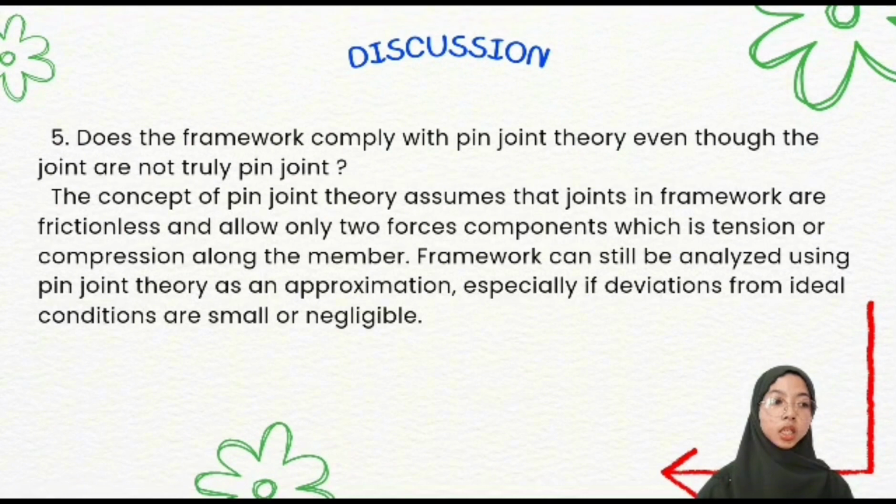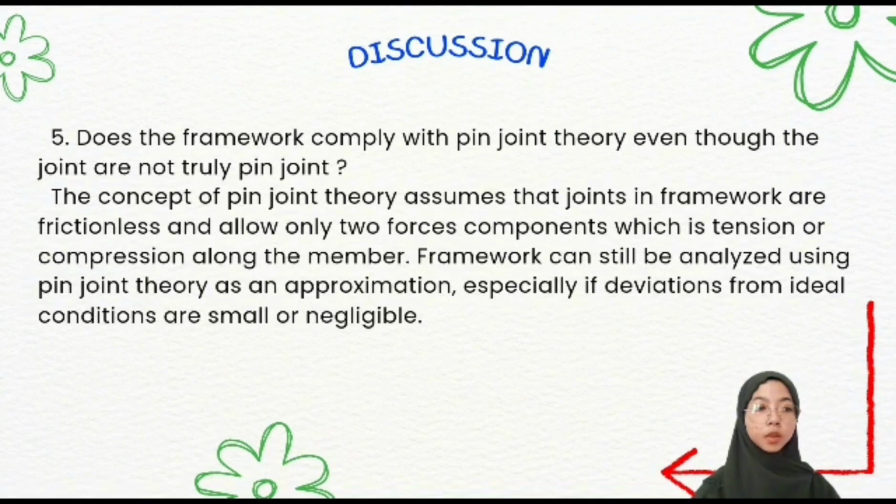For the last question, the concept of pin joint theory assumes that joints in a framework are frictionless and allow only two force components, which is tension or compression along the member. A framework can still be analyzed using pin joint theory as an approximation, especially if deviations from ideal conditions are small or negligible.